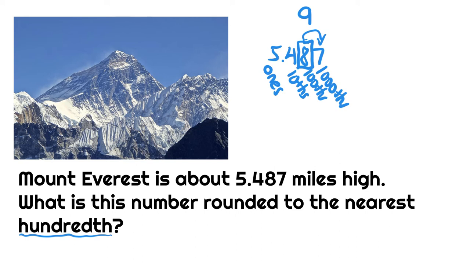Everything to the left stays, so the 5 stays, the 4 stays, and what's behind it becomes a 0. But we don't need that 0. We drop off zeros that are behind the decimal at the end of numbers because they don't need to be there. And so the correct answer would be 5 and 49 hundredths.